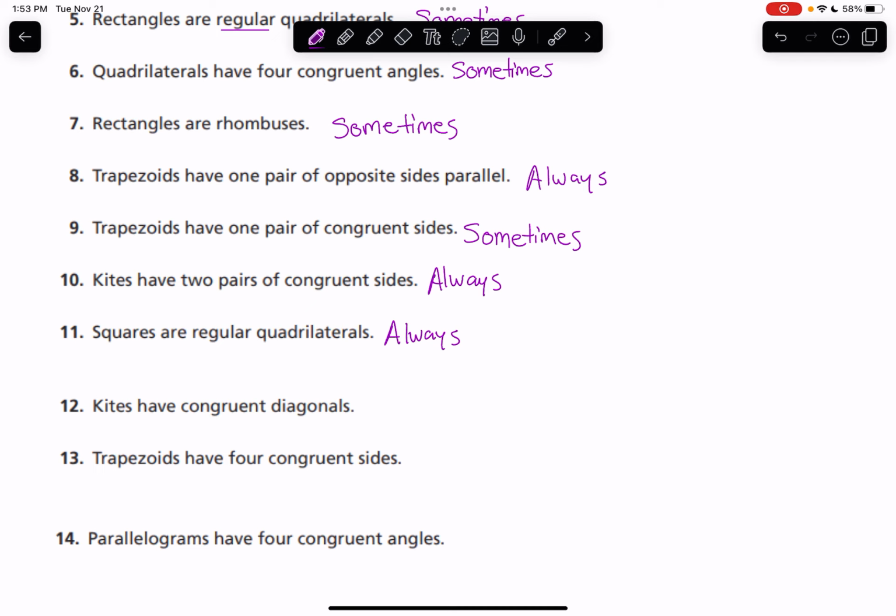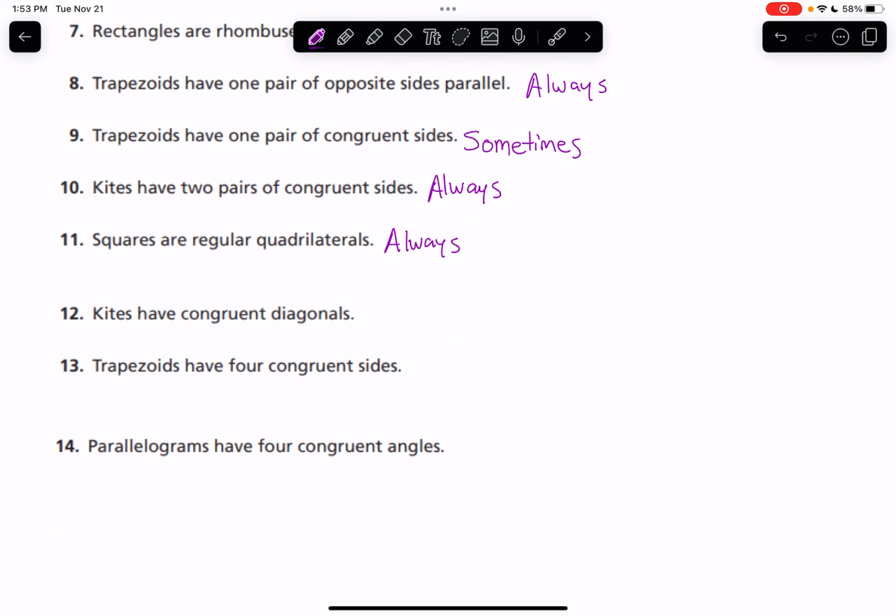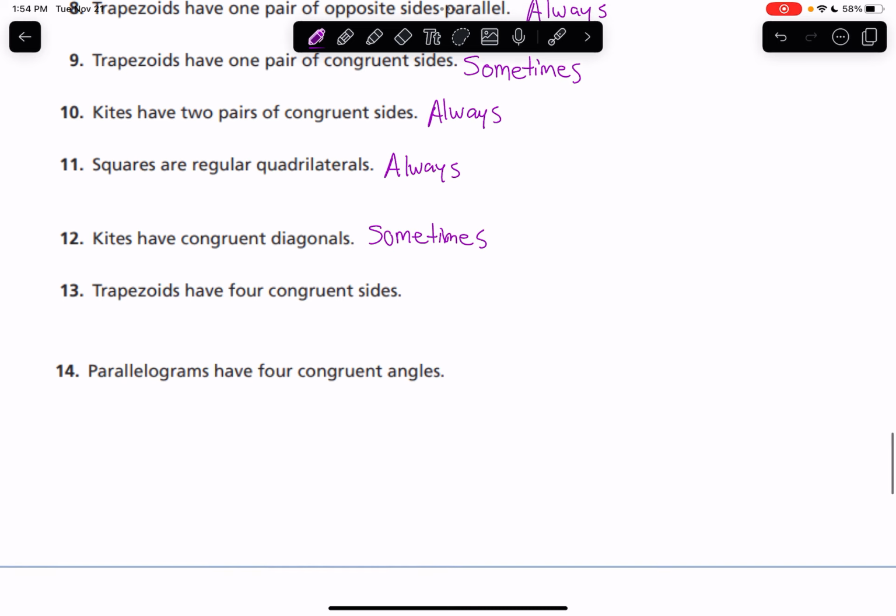Kites have congruent diagonals. Well, there's one type of kite that has congruent diagonals, because if a shape is a square, it happens to be a kite. It has two pairs of adjacent congruent sides, and the diagonals of that shape are congruent. So kites are sometimes, very rarely, only when they're squares, but they're sometimes having congruent diagonals. Trapezoids have 4 congruent sides? Well, a trapezoid could have one pair of sides which are congruent and the other pair of sides which are parallel but also congruent. So yeah, we can say sometimes trapezoids have 4 congruent sides.